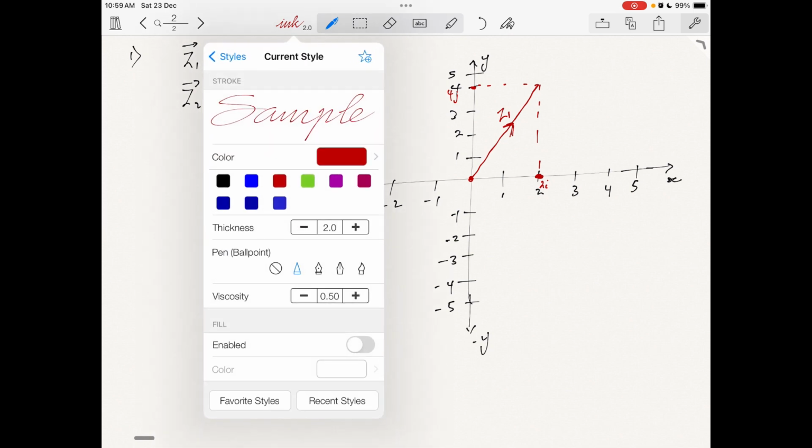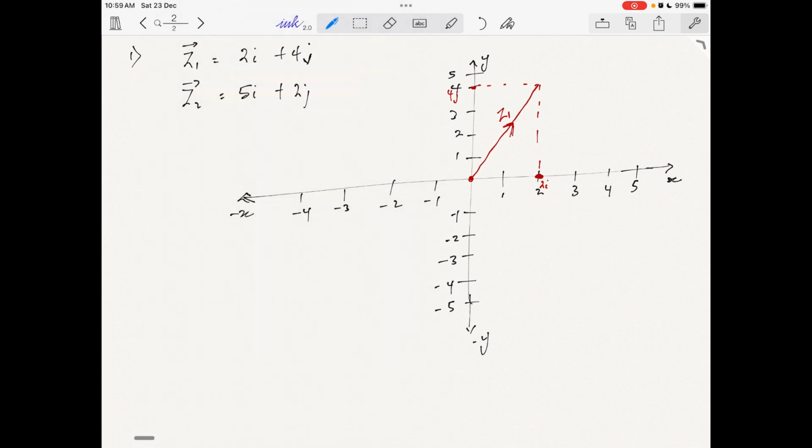Now we can also draw Z2, which is 5I and 2J. So we join the locations together, and the arrow there shows that this represents Z2. Alright, so we can now draw the component diagram. Then let's take a look at addition and subtraction of vectors.